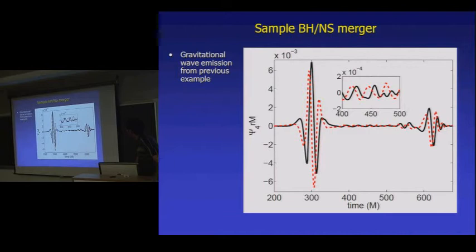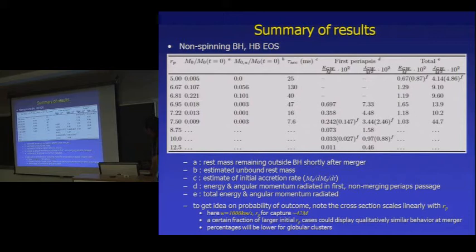Let me show you a few tables of some of the results. Don't focus on all of these numbers, but just to give you some idea of some of the variability, and also mention how fine-tuned, how rare these more extreme events might be. So this is the case with the non-spinning black hole, the intermediate equation of state. This is the initial point of closest approach.